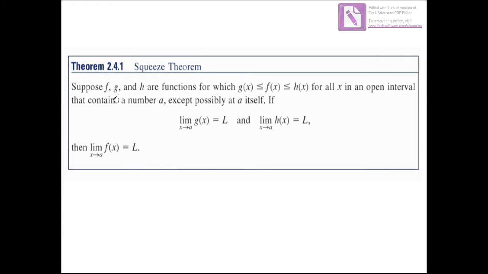So if your functions f, g, h are as follows, where f of x is between g of x and h of x for any value in the interval, and you have that the limit of g of x when x approaches a is equal to L, and the limit of h of x when x approaches a also equals L, then you conclude that the limit of f of x also is equal to L when x approaches a.